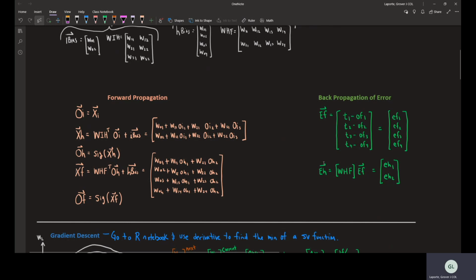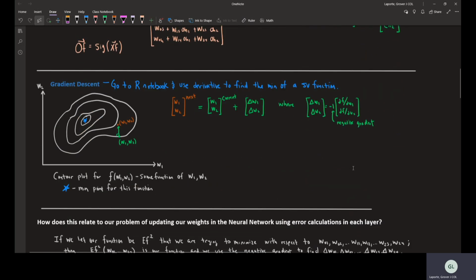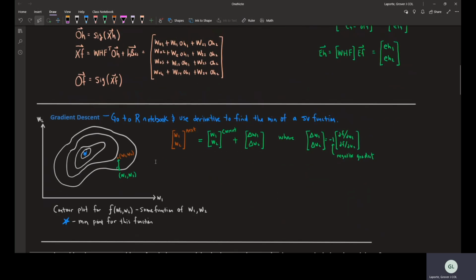Okay, so now what we want to do again is use this error in order to update our weights. In order to do that, we need to understand the gradient descent algorithm. All that means is, here's an example of how you would use the gradient in order to incrementally step towards a minimum value. So that's really what we want to do here.